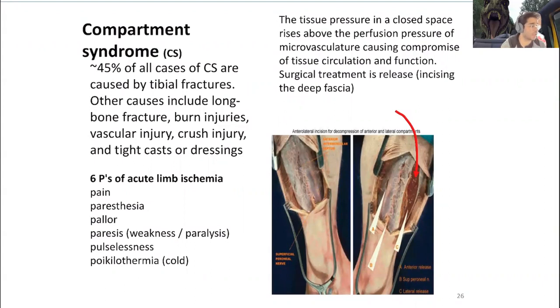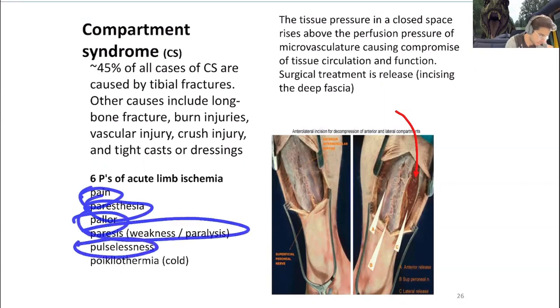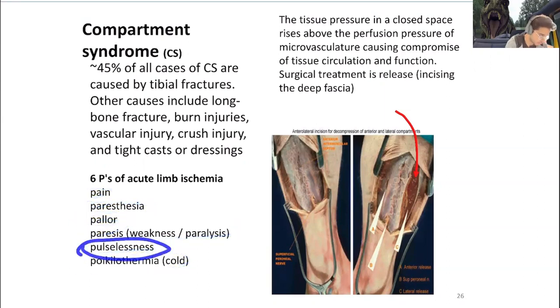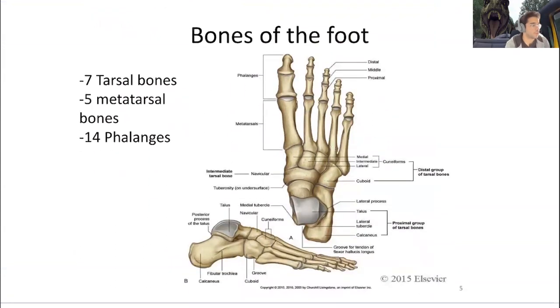So what you have to do is essentially do an emergency tear through the deep fascia so that you can drain the excess blood that's pooling. Because weirdly, as blood is pooling in the compartments, it's causing avascular necrosis to your foot. It seems kind of counterintuitive to think about it that way, but an anterolateral incision has to be used to decompress your deep fascias, right? As always, pain, paresthesia, pallor, paresis, pulselessness, and you will see this. Like, you'll see the pulselessness part and the poikilothermia, and you'll know right off the bat that you're working with compartment syndrome. Okay.